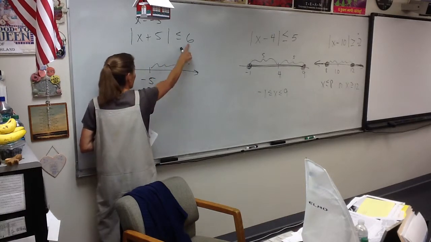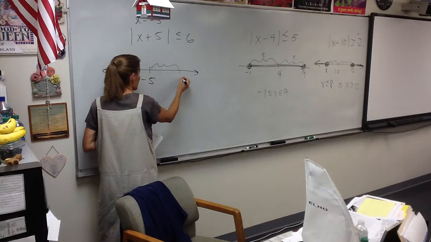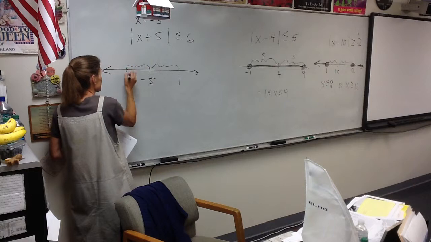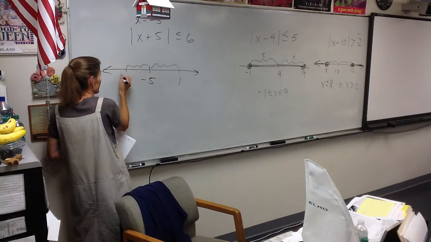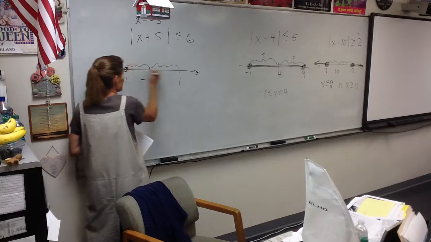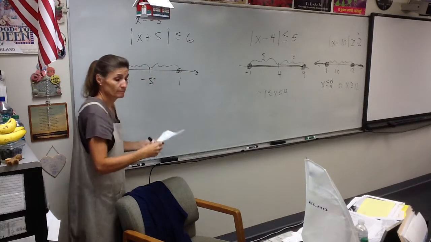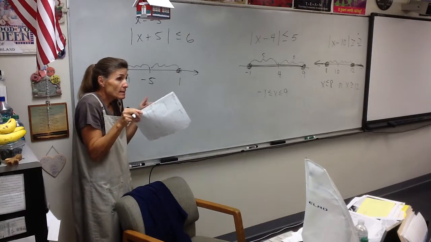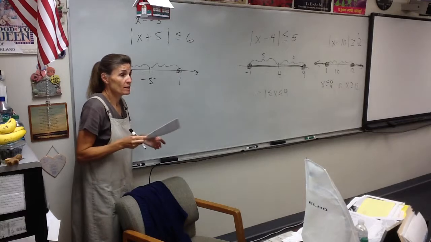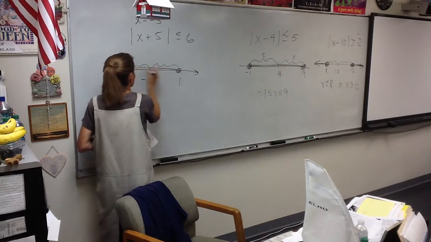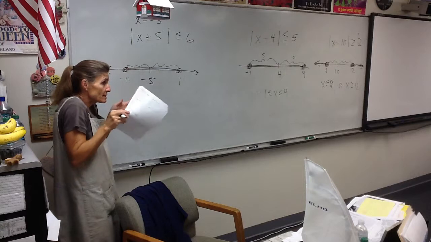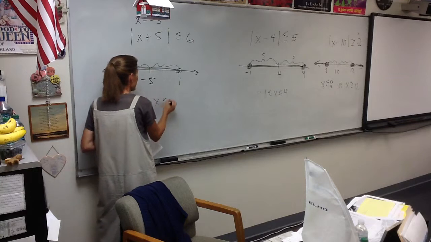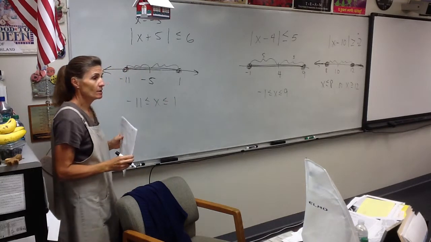So I'm going to count forward how many? 6, which would put me at where? 1. And then I'll count backward 6, which would put me at -11. Those will be closed dots, correct? And then I have to decide, am I going to shade inside or outside? What do you think? Inside. Less than means inside. It says keep close to the number. So your answer is everything between -11 and 1.